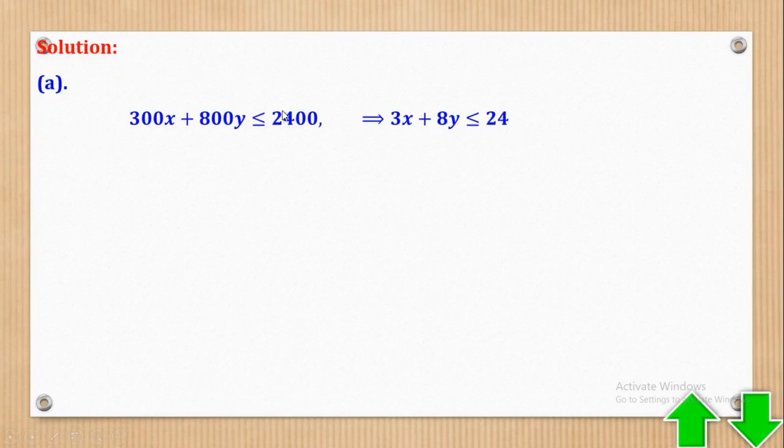Now this inequality can be reduced. If I divide by 100, I come up with 3x plus 8y is less than or equal to 24. So that is one inequality.